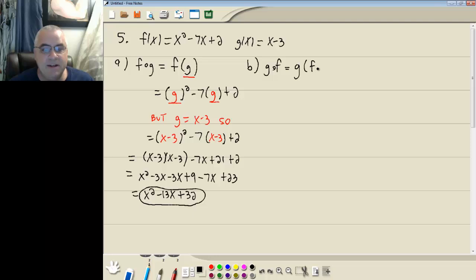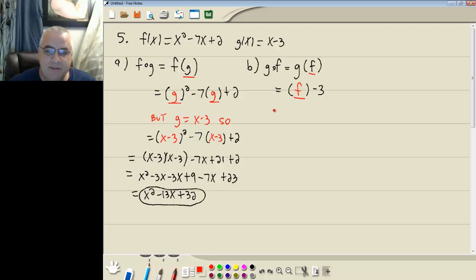Now again, this is just evaluating a function, so we're going to take our g of x, which is x minus 3, and wherever we have an x, we'll put in our parentheses. Everything else remains exactly the same. And again, evaluating a function is always the same. Whatever's inside the parentheses right here is automatically what goes in right here. So we're going to put f in there.